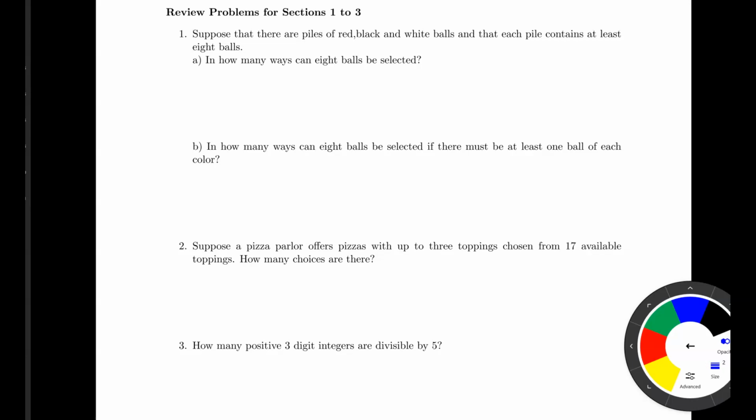Okay, so here we have piles of red, black, and white balls, and each pile contains at least 8 balls. So how many ways can I pick 8 balls? Each pile contains 8 balls, so I could pick 8 of these, or 7 of these and some of these, or I could pick 8 of these. So lots of different ways of picking all the different kinds.